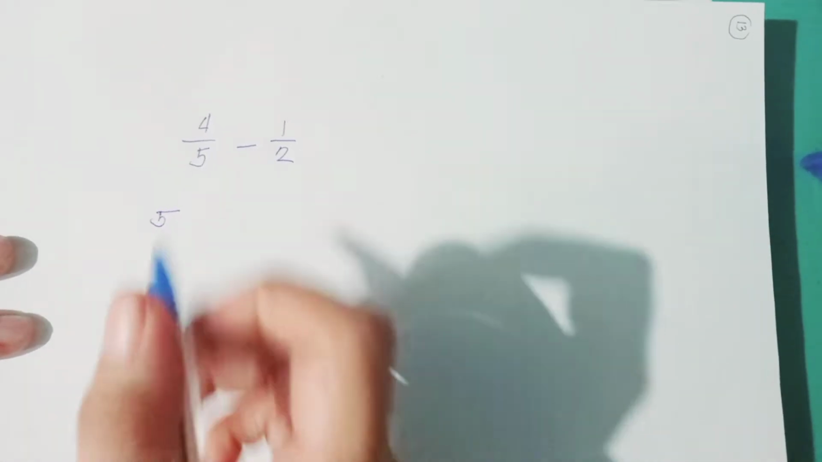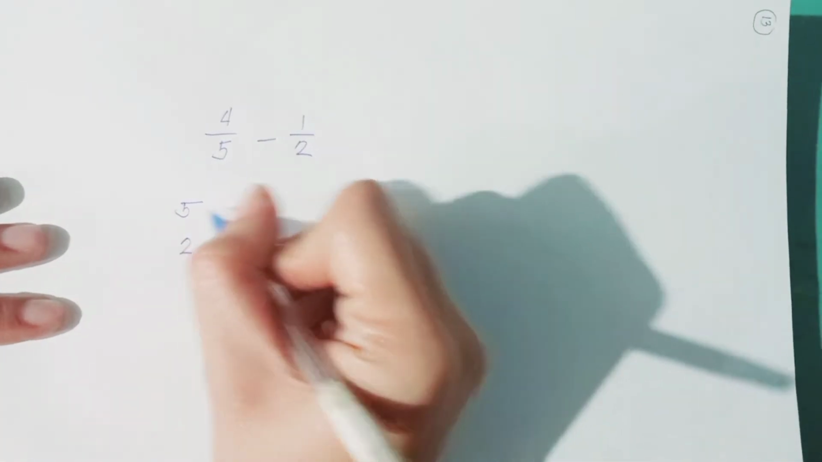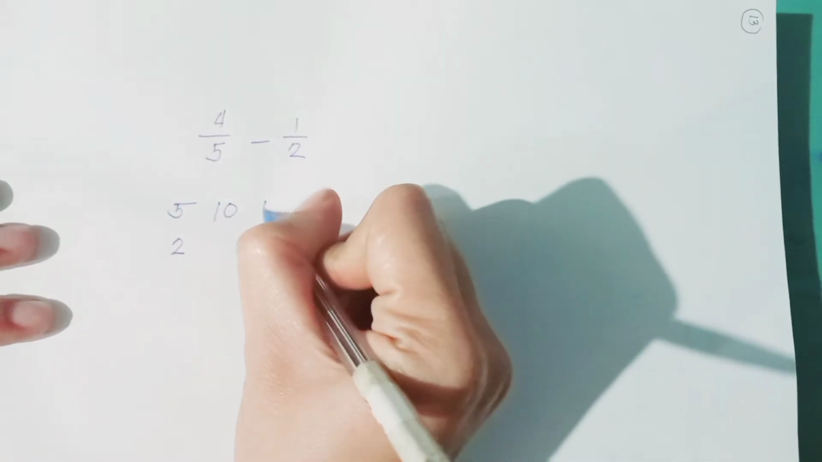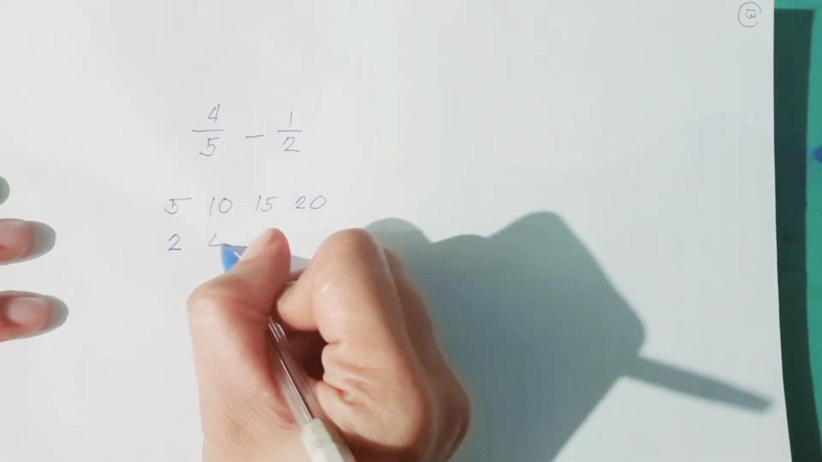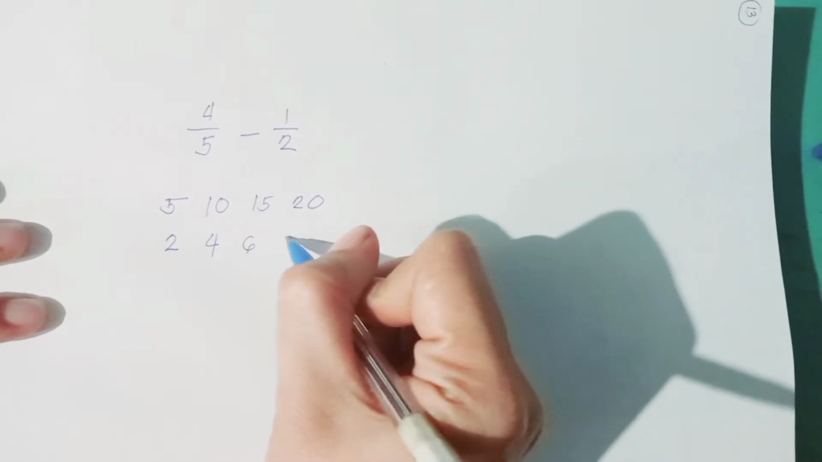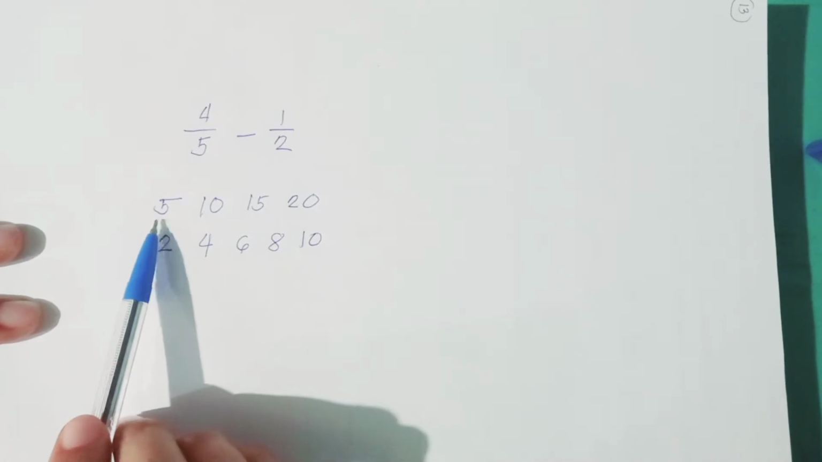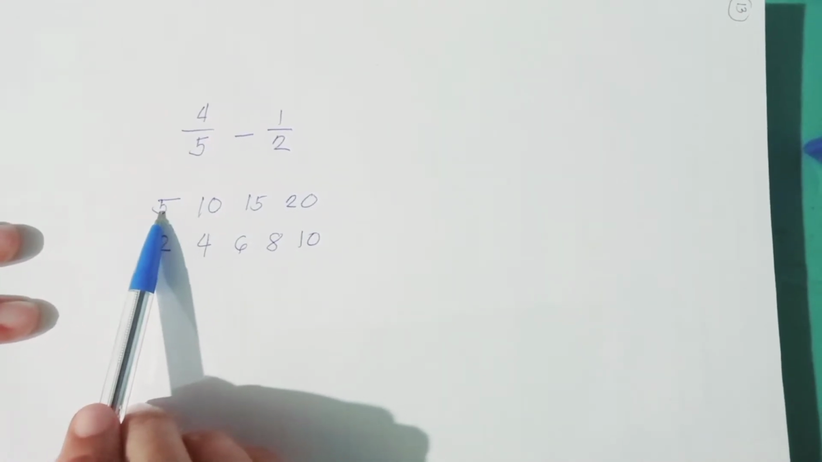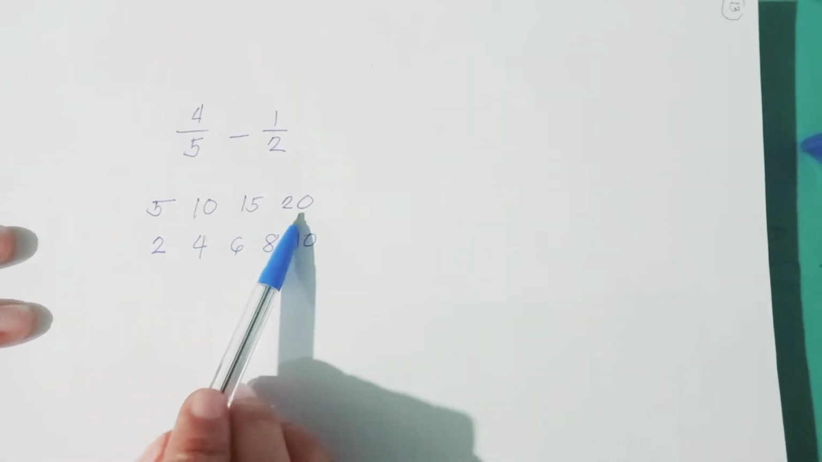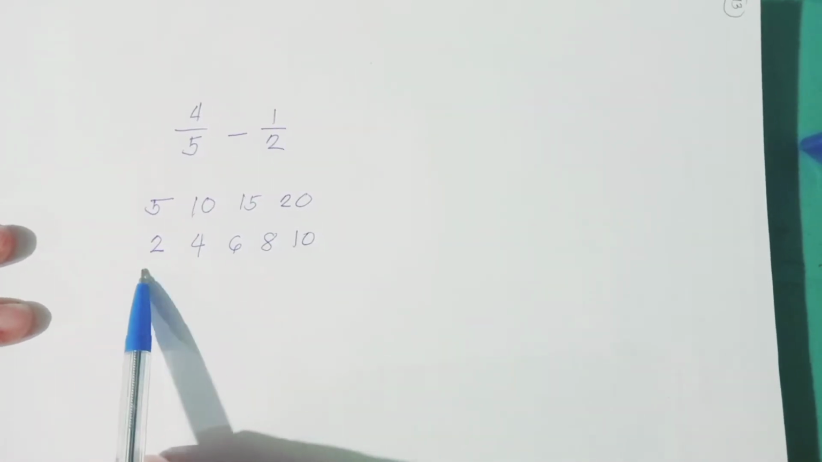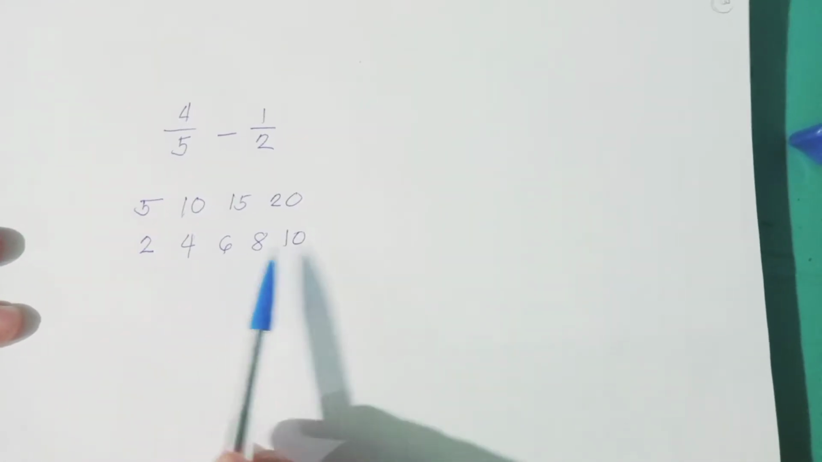We also have denominator 2. Let us list their multiples. 5, 10, 15, 20, and 2, 4, 6, 8, 10. As you can observe, if the denominator is 5, then skip counting by 5: 5, 10, 15, 20. If the denominator is 2, then skip counting by 2: 2, 4, 6, 8, 10.